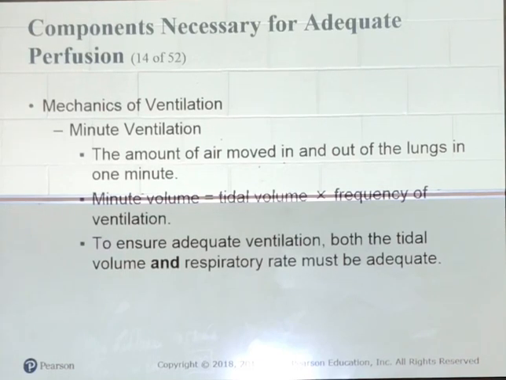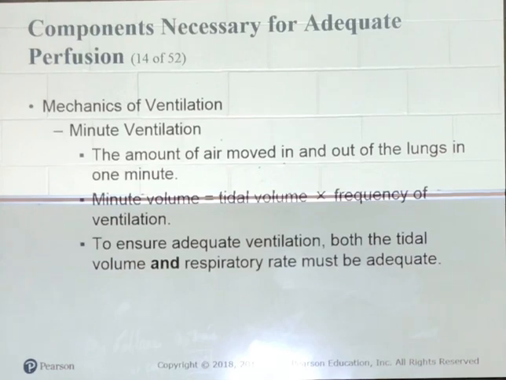Minute volume, also known as minute ventilation. It's the amount of air moved in and out of the lung in 1 minute. It's determined by multiplying the tidal volume by the frequency of ventilation in 1 minute. The tidal volume is the volume of air breathed in with each individual breath.